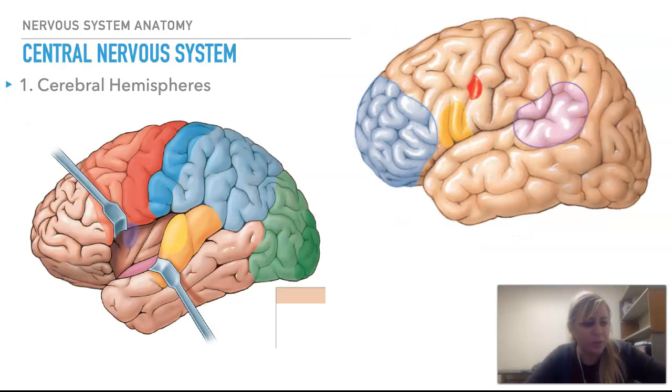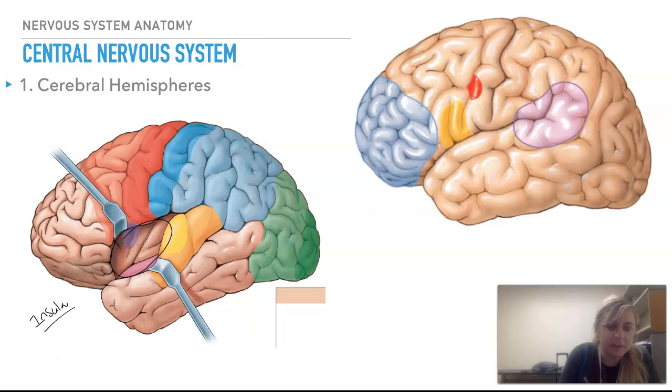Now, if we take a look at this picture, we can see on the left-hand side some tools here kind of pulling apart the cerebral hemispheres, and within here, we have an area that's called the insula. And so in order to be able to see these next sections, you have to basically retract at the lateral sulcus. And underneath there, we have two areas that are responsible for the sense of taste. So we have the gustatory cortex.